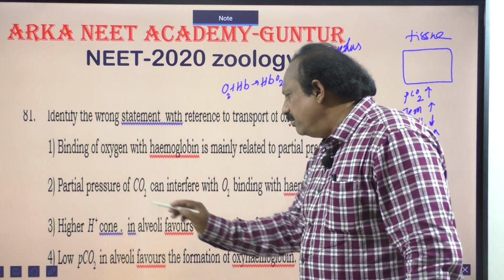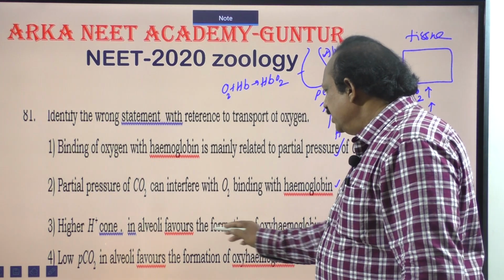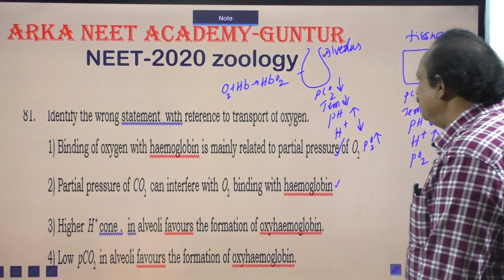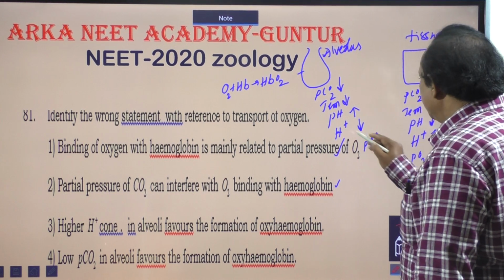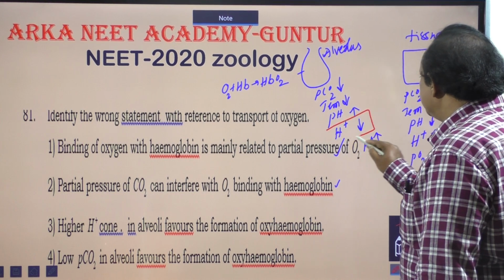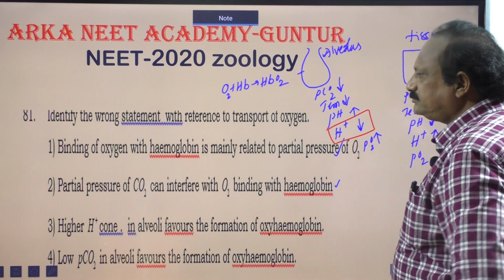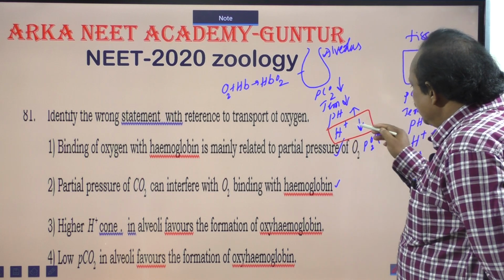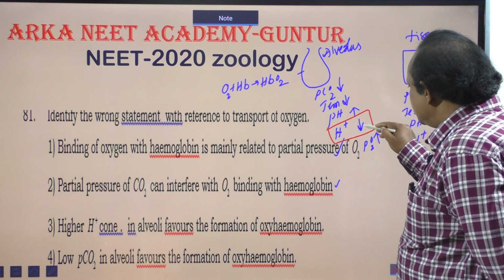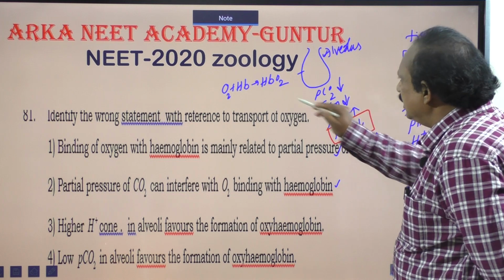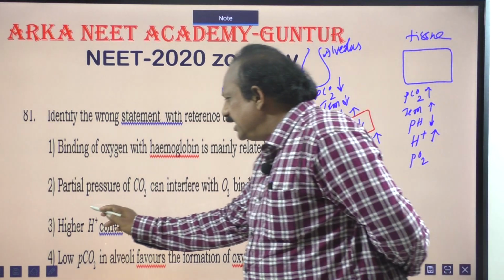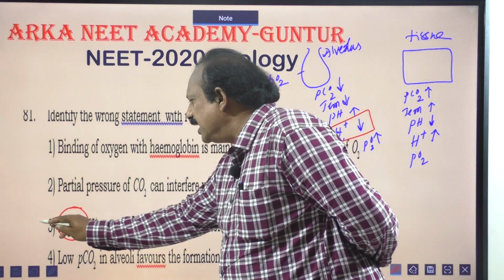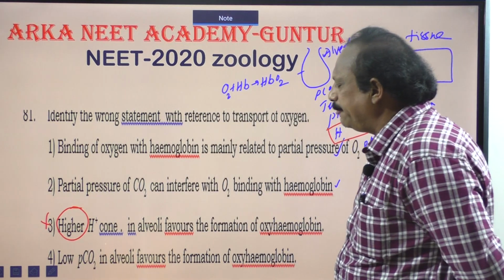Higher hydrogen ions in alveoli favor the formation of oxyhemoglobin. Now, look at the point here. This point is this. Here, hydrogen ion concentration is low. At the lungs, hydrogen ion concentration is low, so the oxygen combines with hemoglobin. So, here higher is the wrong one. Here higher is not the correct one.